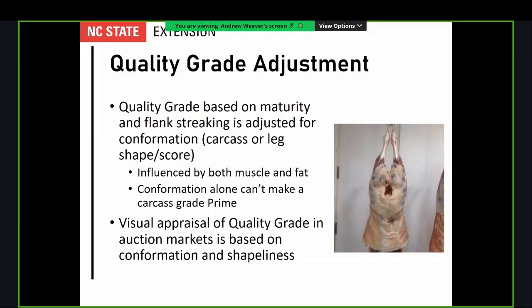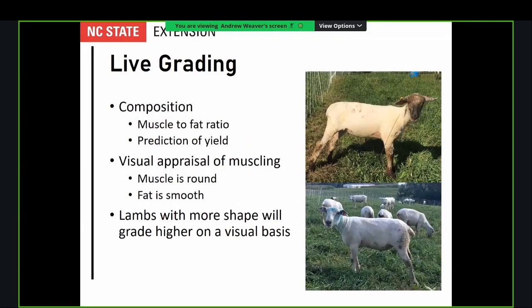We talk a lot about quality grades in live markets as well, auction markets, and this is based on that visual appraisal of conformation and shapeliness. And so from a live grading standpoint, you'll see on your market reports prime and choice lambs, choice and good. You'll see those different grades, and we have that market report broken out by those different grades and then weights within those different grades. But keep in mind, that's all done on a live basis. That's all visual appraisal of composition, how much muscle there is relative to fat.